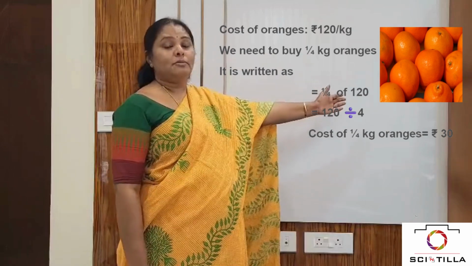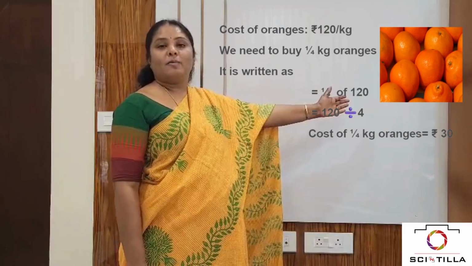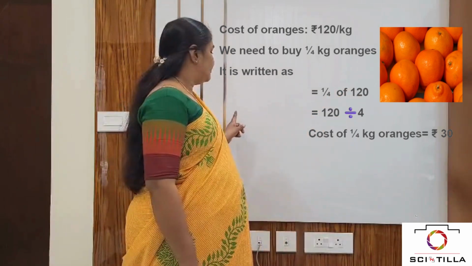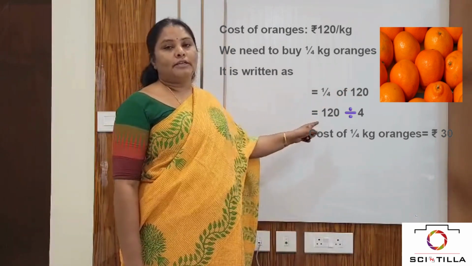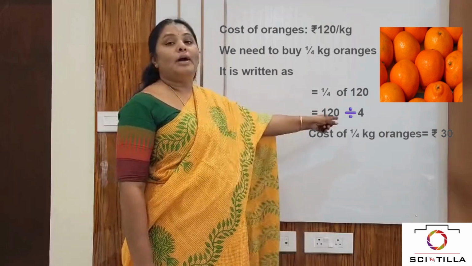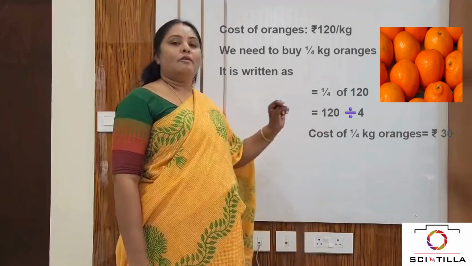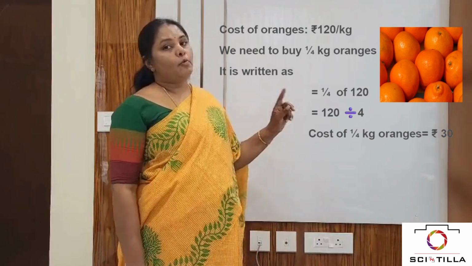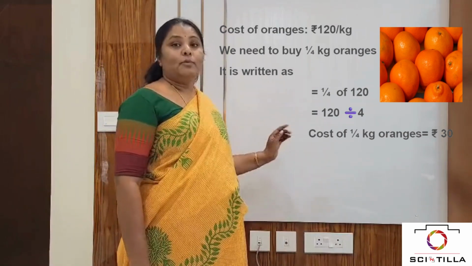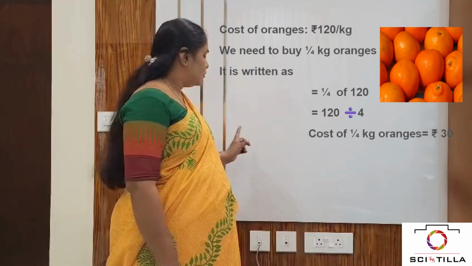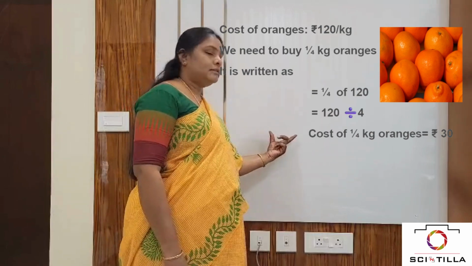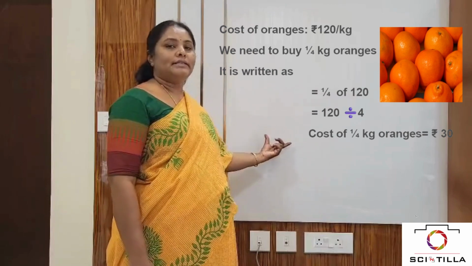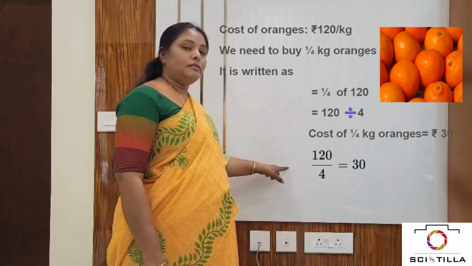What is the other thing your mom asked you to buy? Oranges. How much? That is 1/4 kg of oranges. So we are going to check the cost of oranges. There it is written as 120 rupees. How are we going to find out? We all know 1/4 is nothing but a quarter. We write it as 1/4. So first we write the numerator, that is the total cost of the oranges, 120 rupees upon 4.